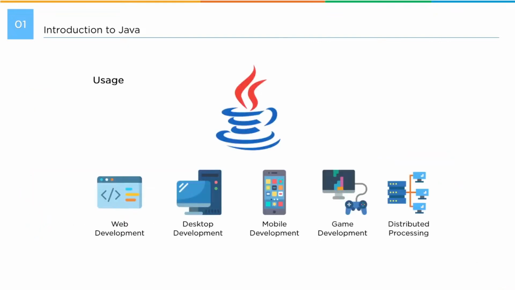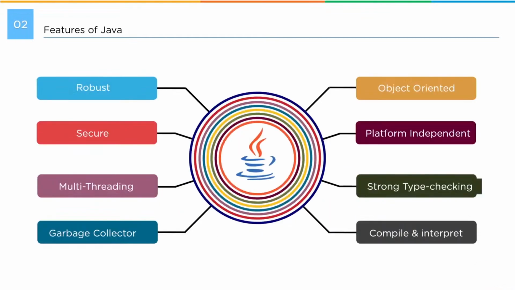And when we talk about the usage of Java, you can use it to build web applications, mobile applications, desktop applications, even command line applications. And at the same time, you can also use it to build complex applications like gaming applications, building microservices, or building distributed computing, etc. Let's talk about the features of Java.